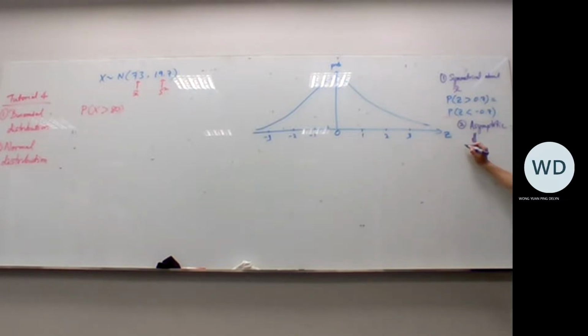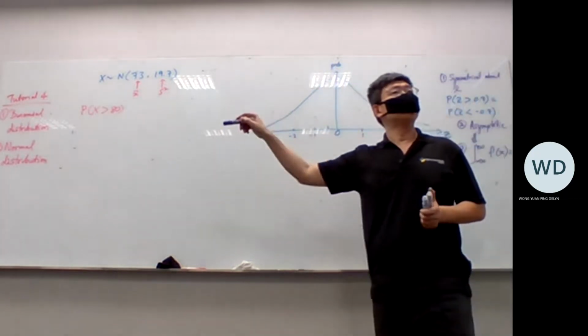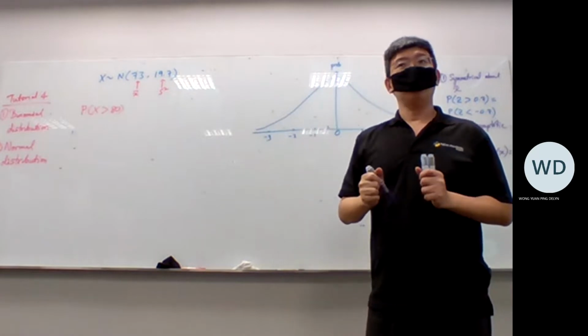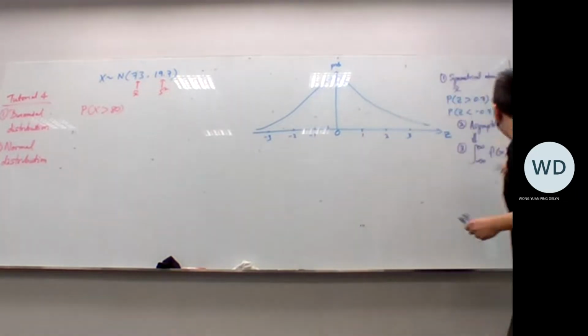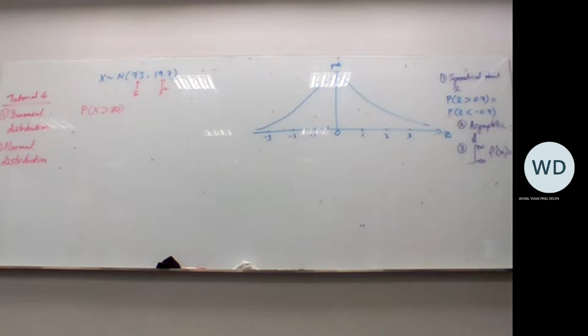From this criteria, you end up with the third property. If you want to find the total area under a curve, you have to integrate from negative infinity to positive infinity. That's the total area under the curve equals to 1. So there is a formula for this curve. Yes. Now, any problems so far?